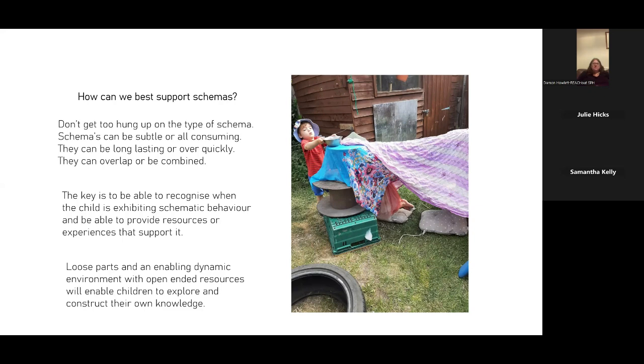One thing I really want to make clear, for anyone who's not familiar with schemas, is that schemas can be very subtle. Sometimes you hardly notice them at all. They can be all-consuming, where that is all the child wants to do all the time. Let's say it's a rotational schema. All the child wants to do is rotational scheming things because they're building up that store of knowledge, and they'll keep going with it. With any schema, the child keeps going with it until their brain says, stop, you've got enough of that knowledge now. I don't need to know anything else about rotational objects. Now I need to know about transforming. And then they'll start on something else and the brain will work their way through that.